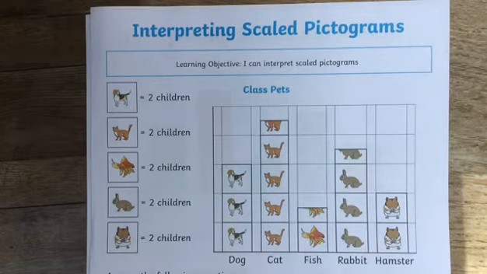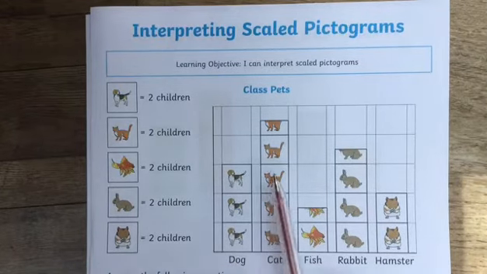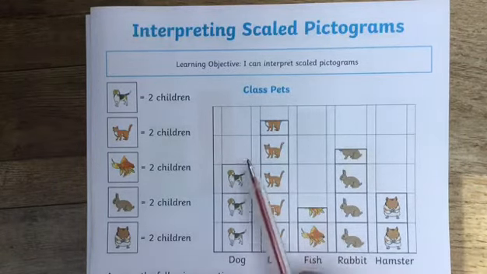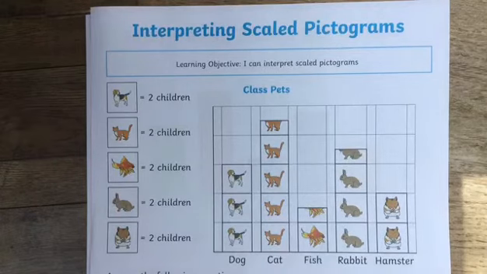Let's ask one more. How many fewer dogs than cats are there? Take a moment to look. How many fewer? That means less. How many less dogs than cats are there? So you can see that there are fewer dogs than cats. How many? We've got 2, 4, 6 dogs, 2, 4, 6, 8, 9 cats. So 9 subtract the 6 dogs, or 9 take away the 6, leaves us with the answer of 3.